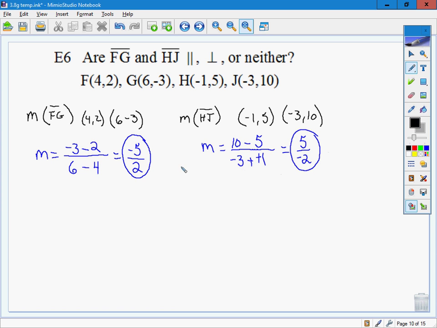Don't get confused because the negative here is in the numerator and the negative here is in the denominator. Remember that if there's one negative in a problem, the whole fraction itself is negative. There's only one negative in the fraction, so the whole fraction is negative. So I can see that these have identical slopes, so these are parallel lines.